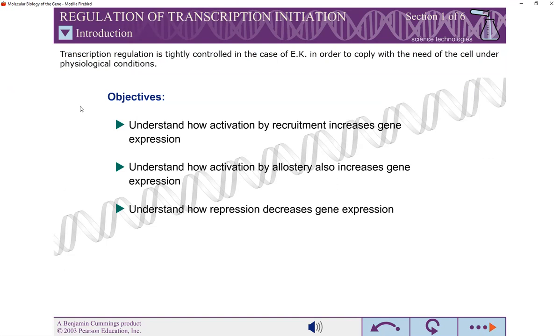Now, as you have been told, gene expression in an organism is tightly controlled, especially in the case of a eukaryotic cell. So, in the case of eukaryotes, we must know how to activate gene expression by recruitment of different activators, how the allosteric mechanism is used to activate gene expression, and how repression, or decrease of gene expression, is going to take place. So these would be our three aims. In order to understand these three aims, we must go through this animated version of the lecture. Okay, so I'm moving forward.